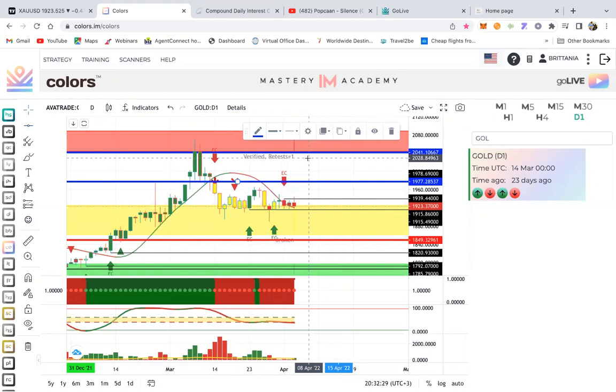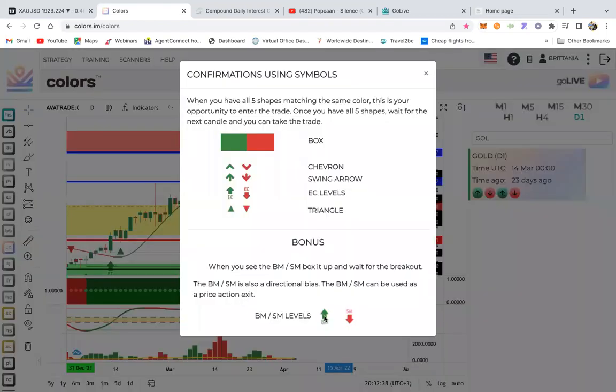So I told you what the EC means. I told you what the BM means. SM does mean seller's momentum. These are just bonus. So SM and BM are bonuses. Then you have your box, red box, green box. You have your chevron. You have your swing arrow. You have your EC levels, and you have your triangle. Now I mainly use the triangle offense for entries, guys. That's what I use for my main strategy. There's multiple strategies inside of colors, but my main strategy that I use is only the triangle offense.